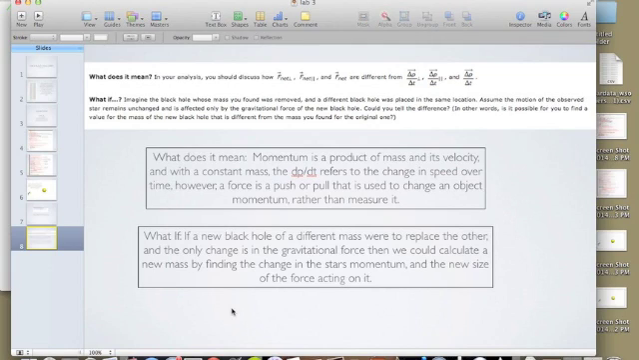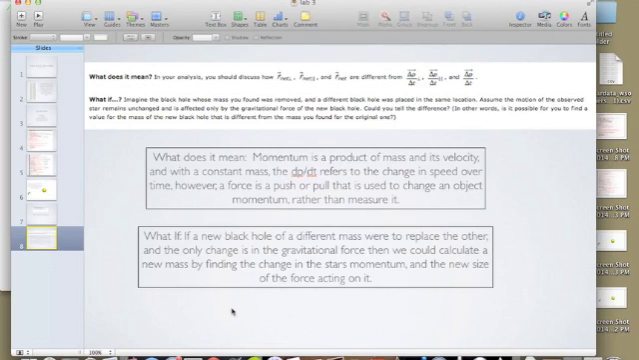What does it mean in respect to why the force is not the same thing as the change of momentum? Here we know that the momentum is a product of mass and velocity. And with a constant mass, the dp over dt refers to the change in speed over time. However, a force is a push or pull that is used to change an object's momentum rather than measure it. So we can see our change there.